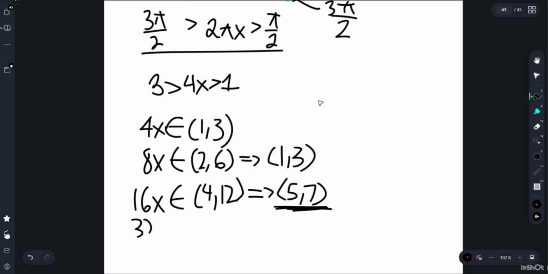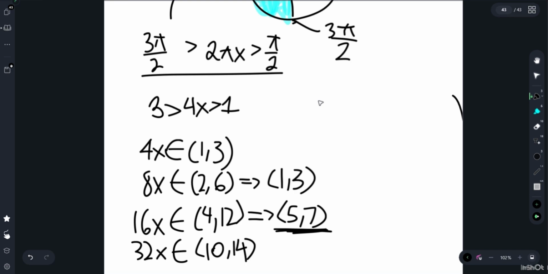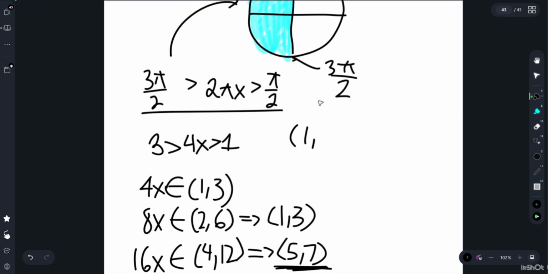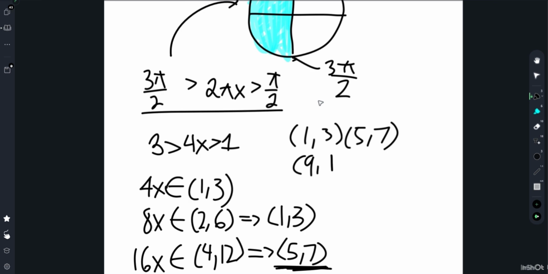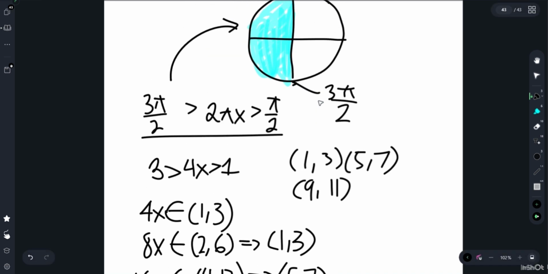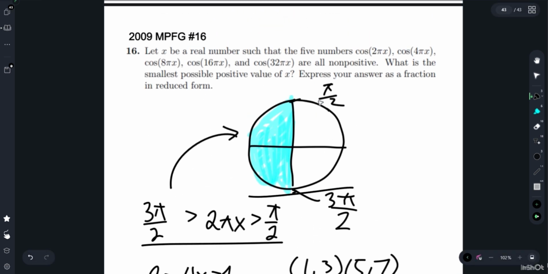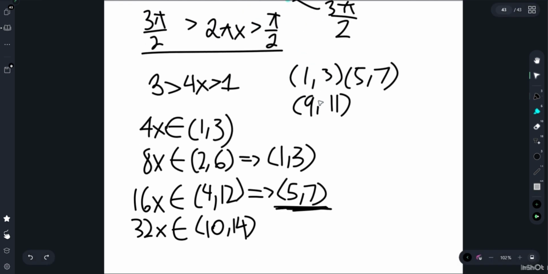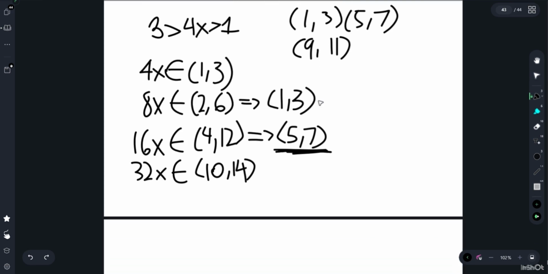So 32x is 10, 14, as multiplying by that. And we see that all the periods have to be 1, 3, 5, 7, 9, 11, as seen in here, as seen in the unit circle. Let me just make a new page real quick just to have some more room. So this corresponds to 9, 11.